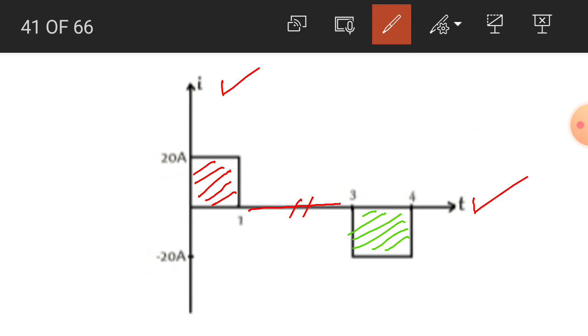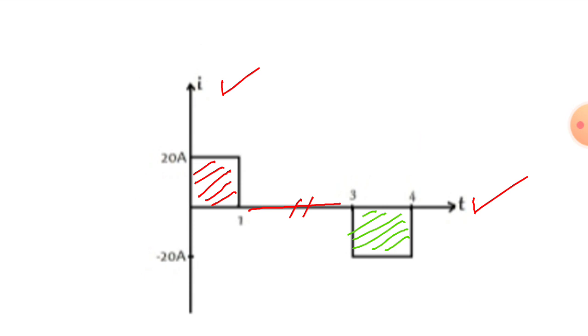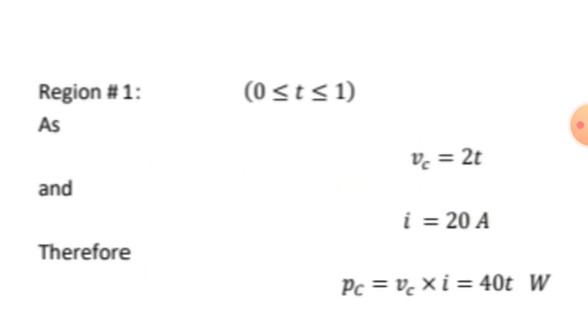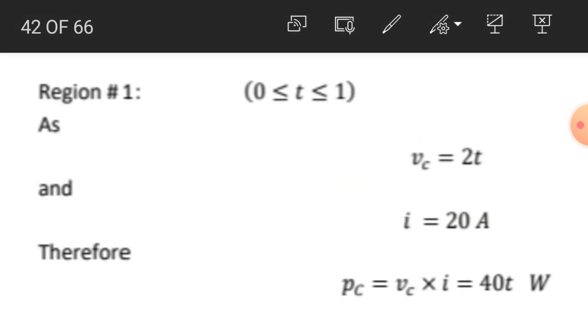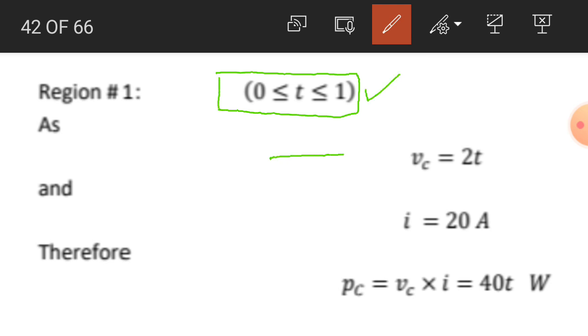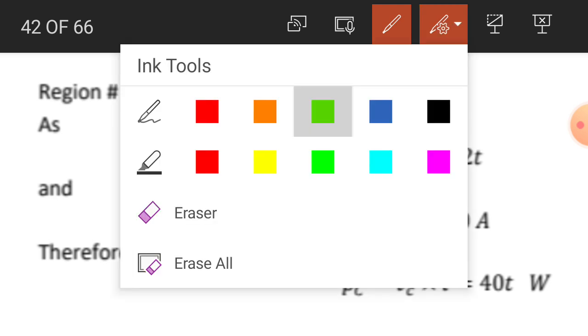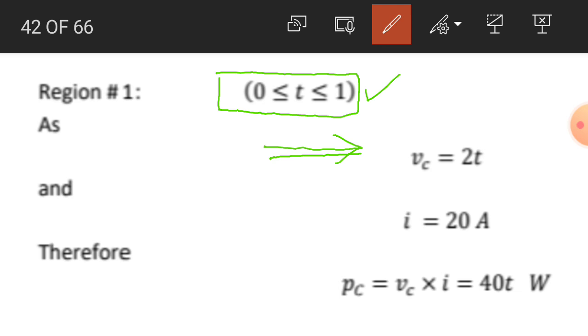Now we are going to sketch the power as a function of time. So we consider region number 1, and you see in region number 1 the time is changing from 0 to 1. The voltage across the capacitor in region number 1 is 2t, while the current in the capacitor in region number 1 is 20 ampere.